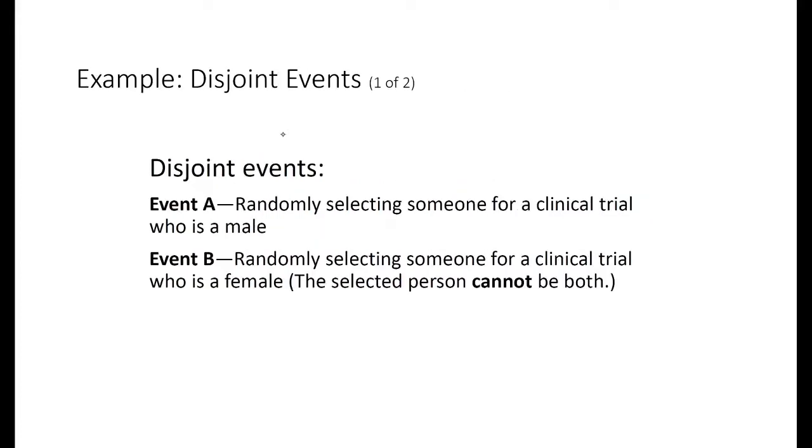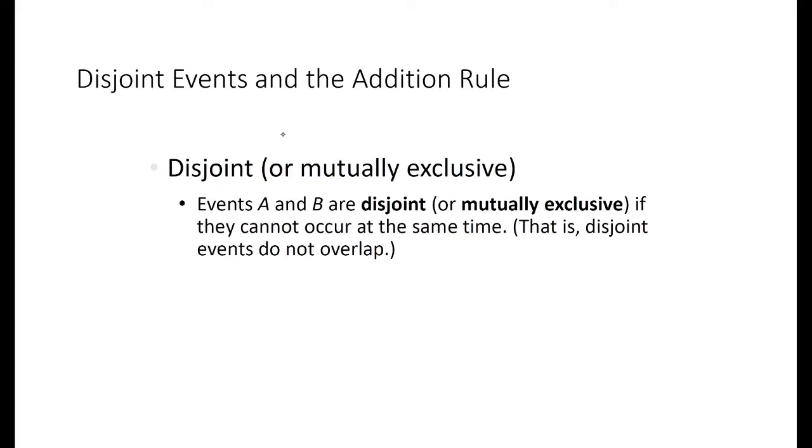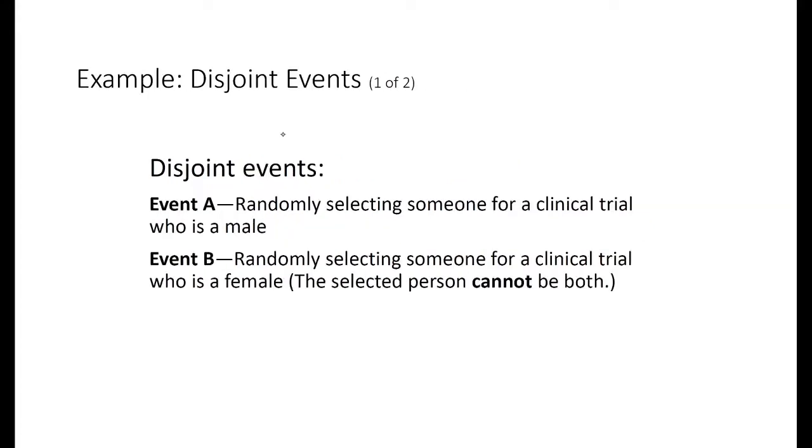Okay, before we apply this addition rule, we have to understand whether our events are disjoint or not, which is also called mutually exclusive events. Two events A and B are disjoint or mutually exclusive if they cannot occur at the same time. That is, disjoint events do not overlap. For example, think about tossing a coin with head and tail. In a single trial, head and tail cannot both occur. So they are disjoint events.